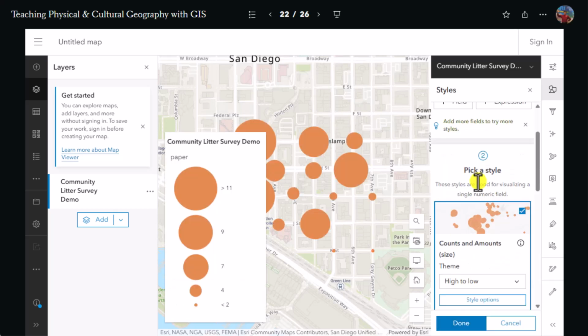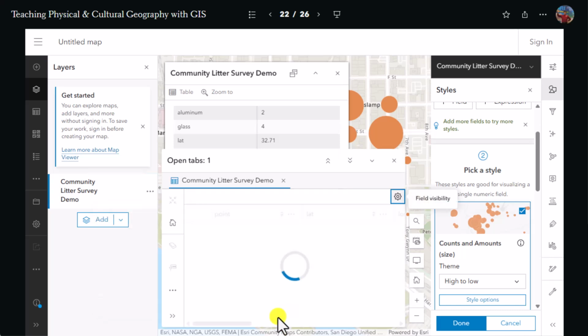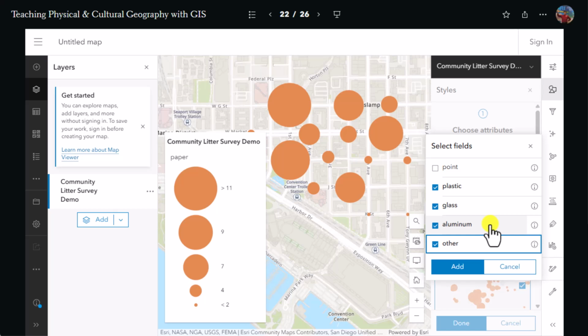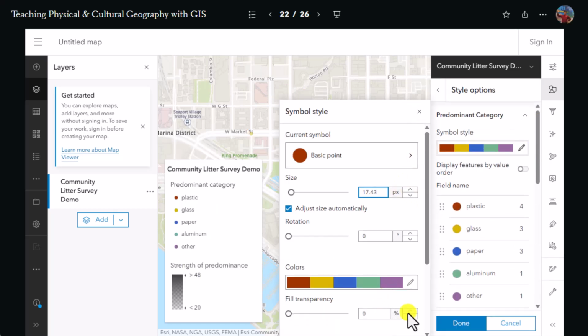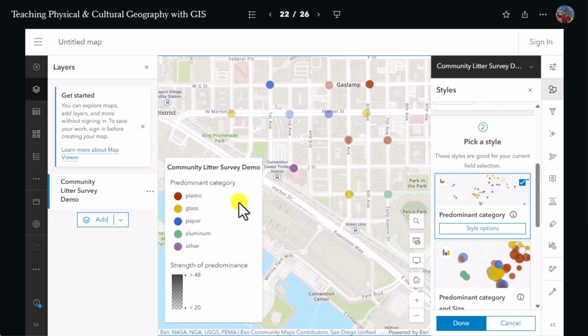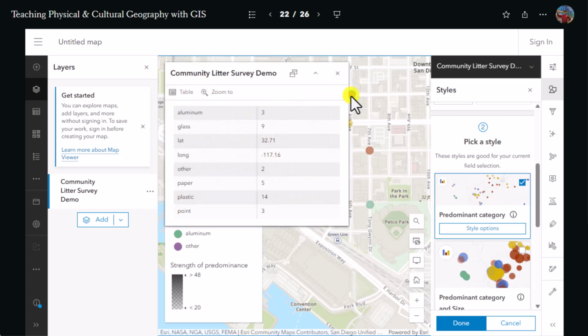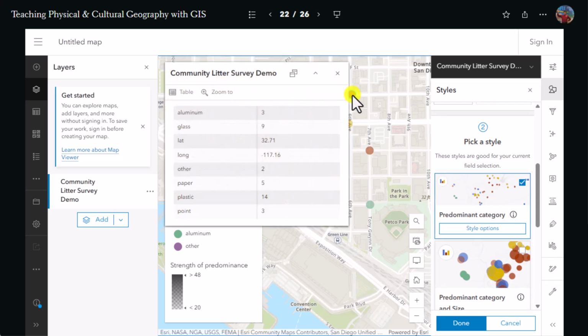Okay, let's pick a field to map. Paper, okay. Now we've got a graduated symbol map with the amount of paper in each point and pop-ups. We can examine the table of data itself as well. Let's add all of the fields so we get a predominance map showing all the types of litter in an area. Let's adjust that symbology so the symbols are a little bit clearer and larger. Now the type of litter that's predominant shows up in this color. The strength is the darkness of the color.